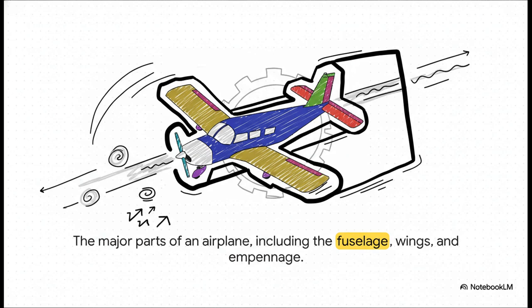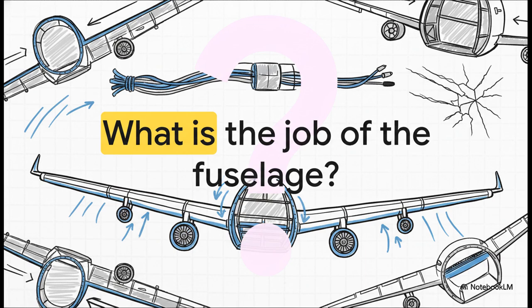You've got the wings, of course. They generate the lift. You've got the empennage, that's the fancy word for the tail assembly, which gives it stability and control. But the piece that holds it all together, the very heart of the structure, is that main body, the fuselage. Now, it might look like it's just a tube for us and our luggage, but the fuselage's job is so much more critical than that. So what does it really do?